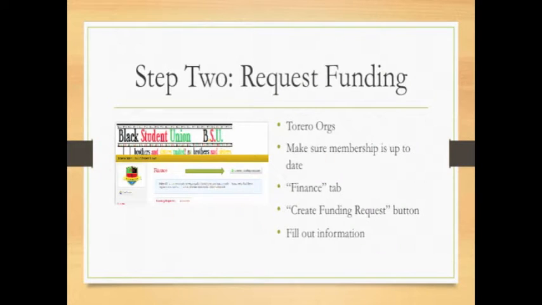To request funding, visit Torero.orgs. Make sure your organization's membership is up to date, as ASBC takes into account the roster of your organization. Click on the Finance tab on your organization's page and then create a funding request.